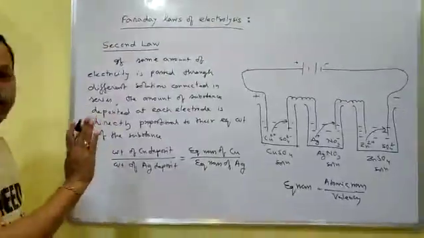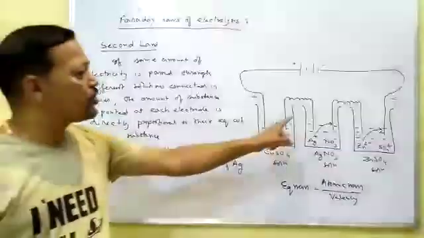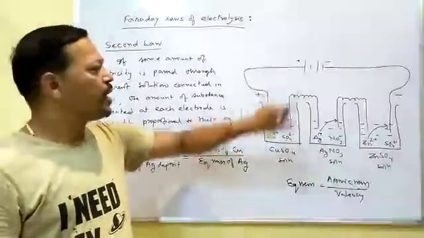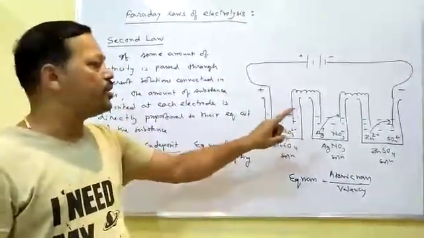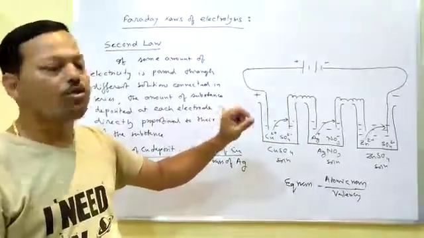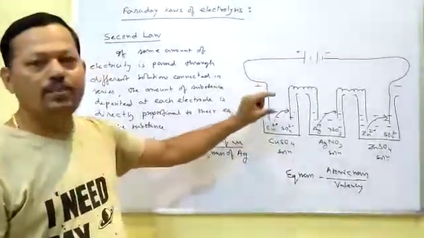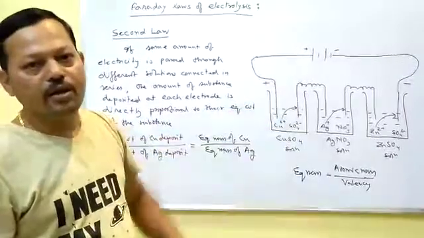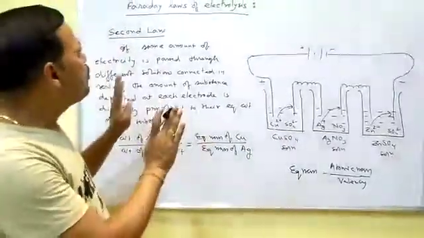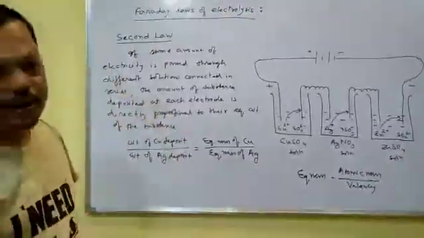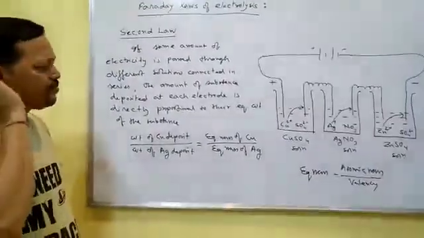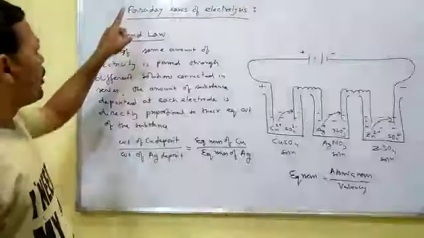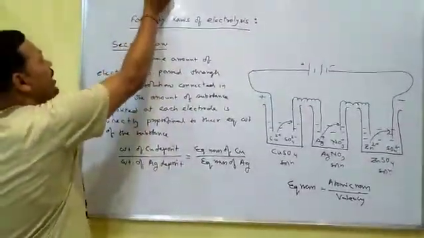So this second law is applicable only when the solutions are connected in series, and the same electricity you have to pass through different solutions. Then how much substance will deposit mainly depends on their equivalent masses. The higher the equivalent mass, the greater the substance that will deposit. So this is about the second law of electrolysis.